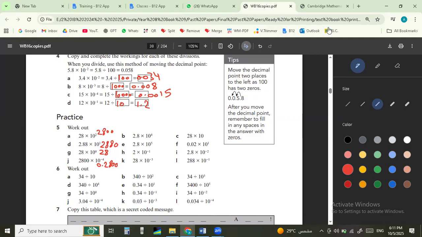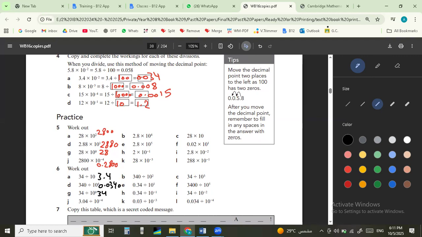The second section here says you're dividing by 10. So I'm going to move the decimal point once to the left. Here, move the decimal point 4 digits to the left. Here, that's dividing by 1. 10 to the power of 0 is 1, and anything divided by 1 is just the same thing.